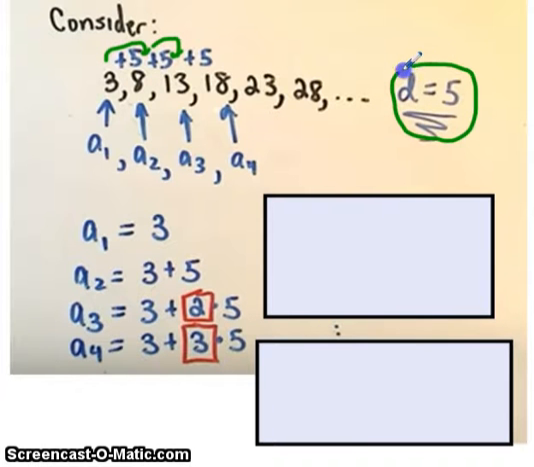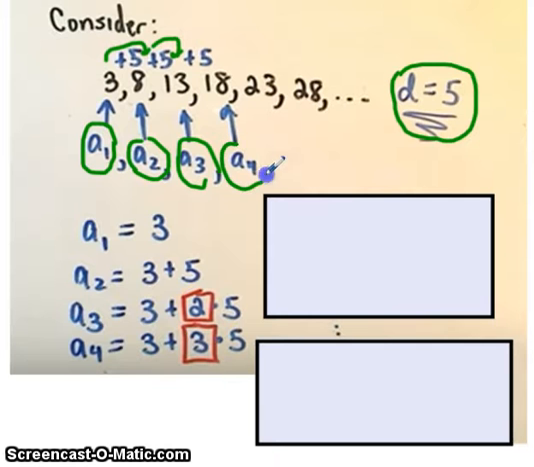That's why we use the letter D. So it's the difference, how much we have to add from one to get to the next. We're going to call the first term a sub 1. So the first term is 3. You can see that a sub 2, the second term, is found by taking the first term and adding 5. A sub 3 would be the first term plus 2 5s. So we got 3 plus 2 times 5.